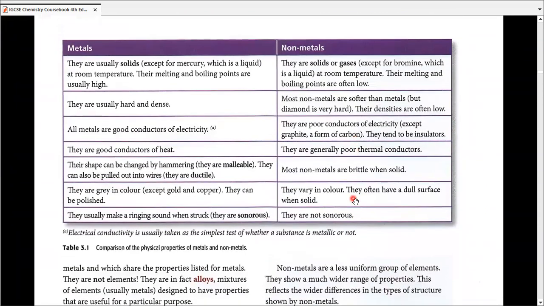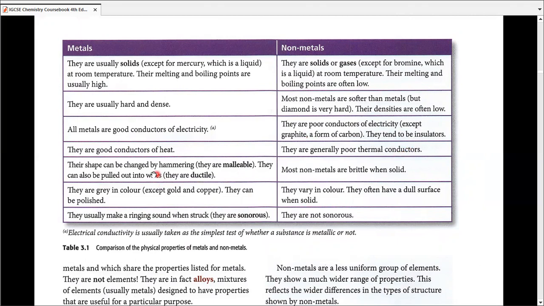Non-metals are poor conductors of electricity. However, graphite, a form of carbon, is a fair conductor. Again, an exception. Others tend to be insulators. Metals are good conductors of heat. Non-metals are poor thermal conductors, again, except diamond, which is not written over here, but is a part of your physics books.